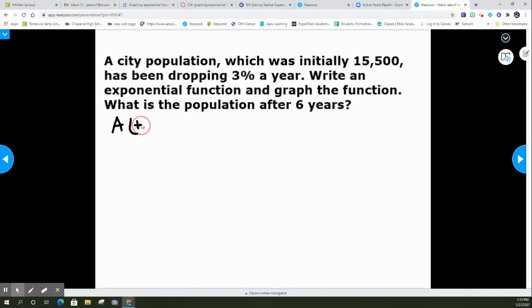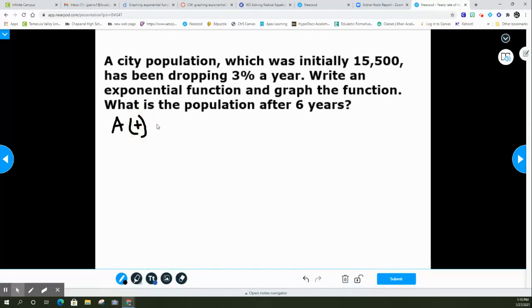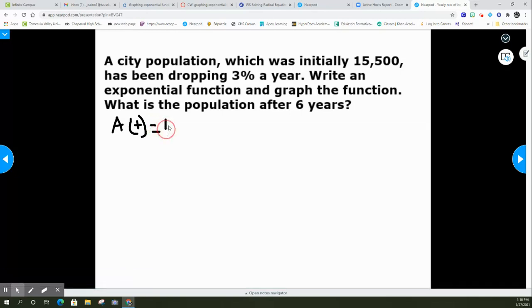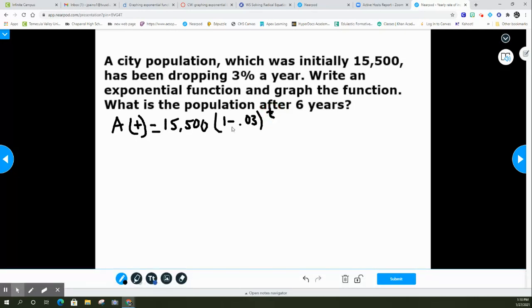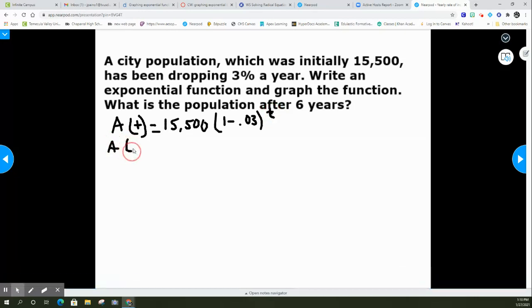The amount of people in the city would be 15,500 times 1 minus 0.03, raised to the 6, well, raised to t. We're doing the function first. When we answer the question, we'll plug in 6. Simplify that. Why did we do minus? Because it's decreasing, so this is a decay function. So 15,500 times 0.97 to the t. That's the function that we're graphing.